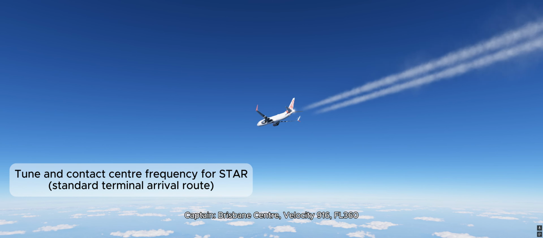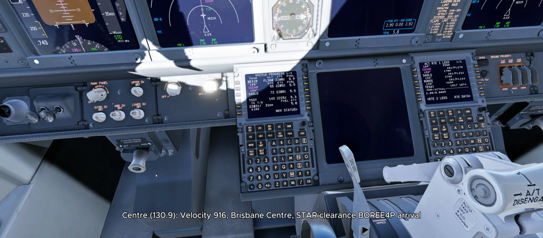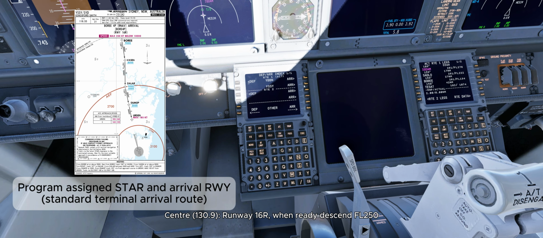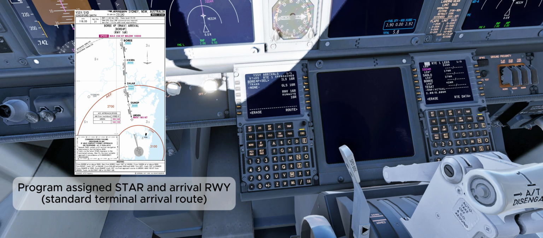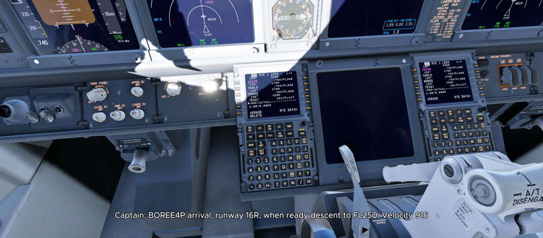Brisbane Centre, Velocity 916, flight level 360. Velocity 916, Brisbane Centre, STAR clearance 4E4 Papa arrival, runway 16 right, when ready descend to flight level 250. 4E4 Papa arrival, runway 16 right, when ready descend to flight level 250, Velocity 916.